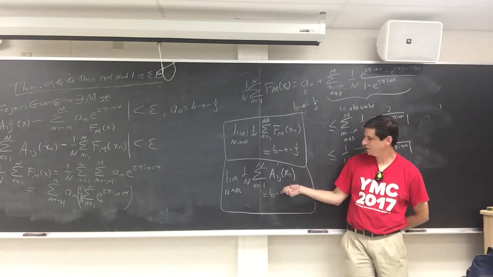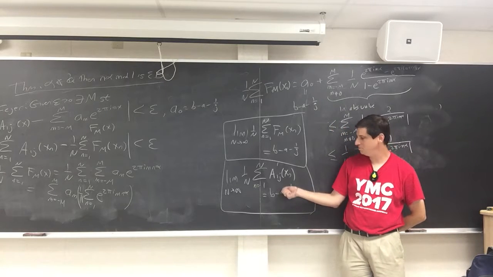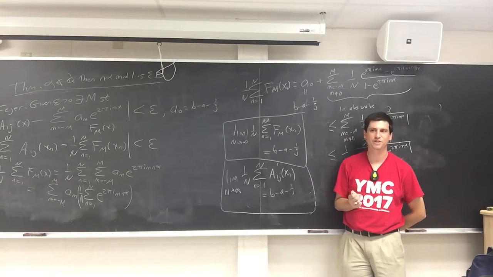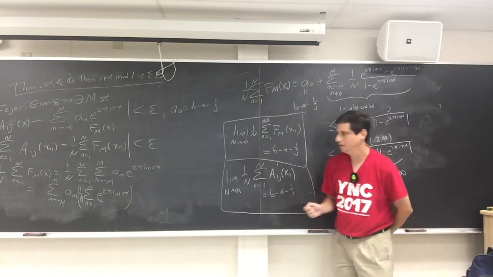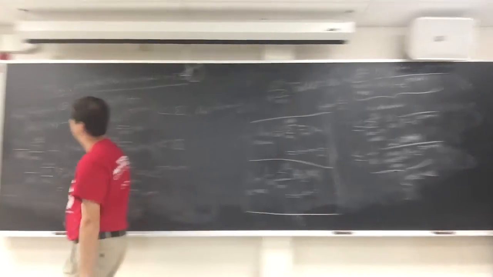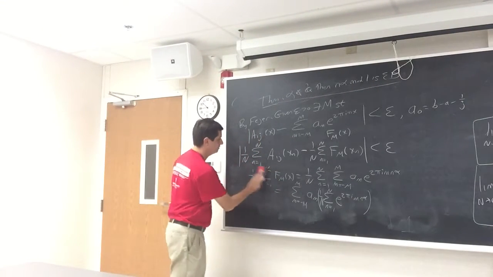And then instead of getting b minus a minus 1 over j, we would get b minus a plus 1 over j for the other one. And so now we have 5 minutes. That should be enough time to just finish it off.